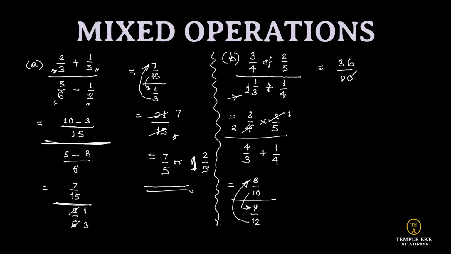And we can divide. What is common here? What can actually divide? 9 can divide. Can you see that? 9 divides into 36 4 times. 9 divides into 90, that's 10 times. And now we can divide further. 2 divides into 4, that's 2 times. 2 divides into 10, that's 5 times. And now the final answer is going to be 2/5. Very simple. Our final answer.